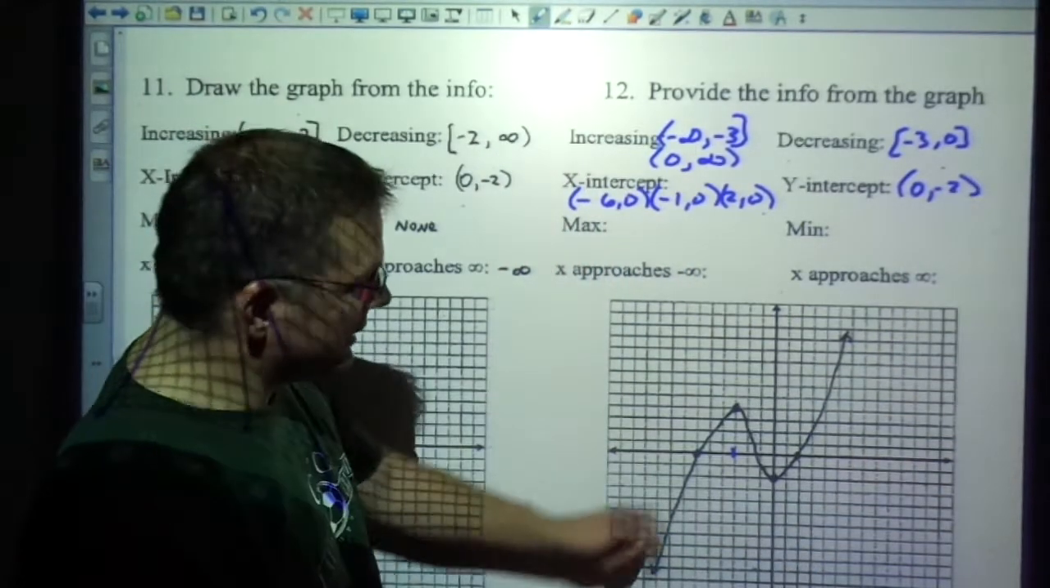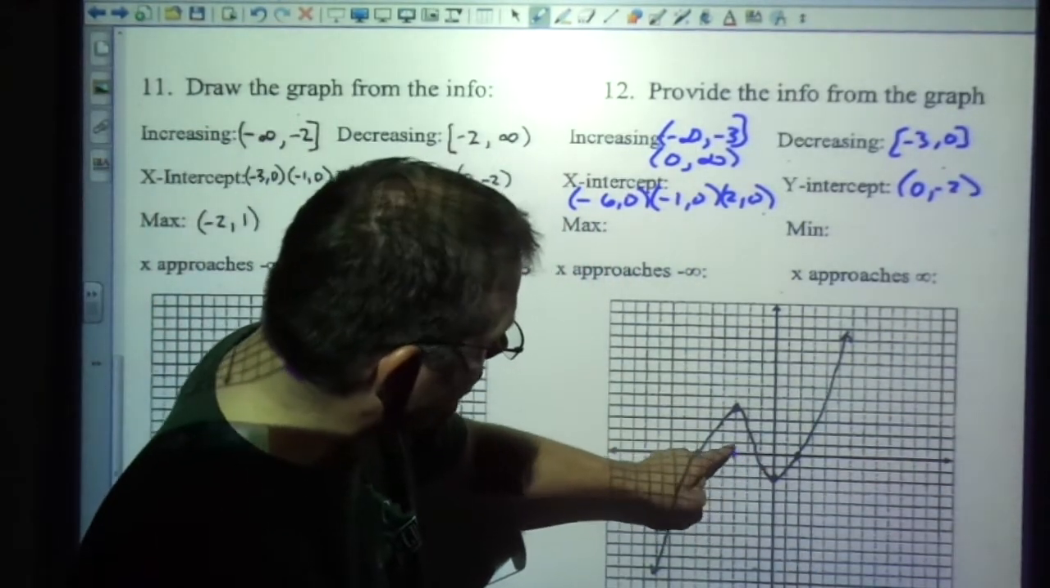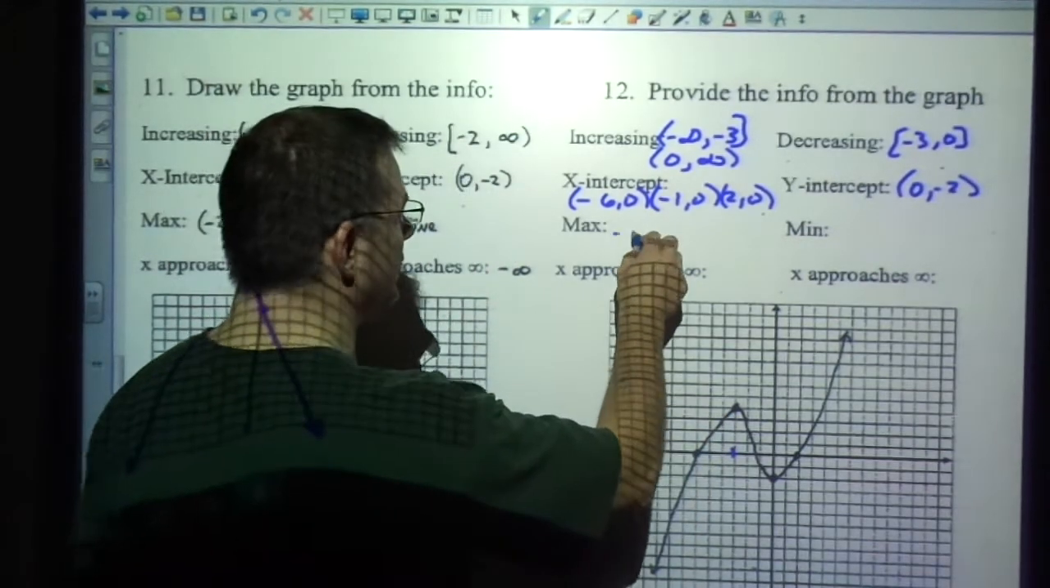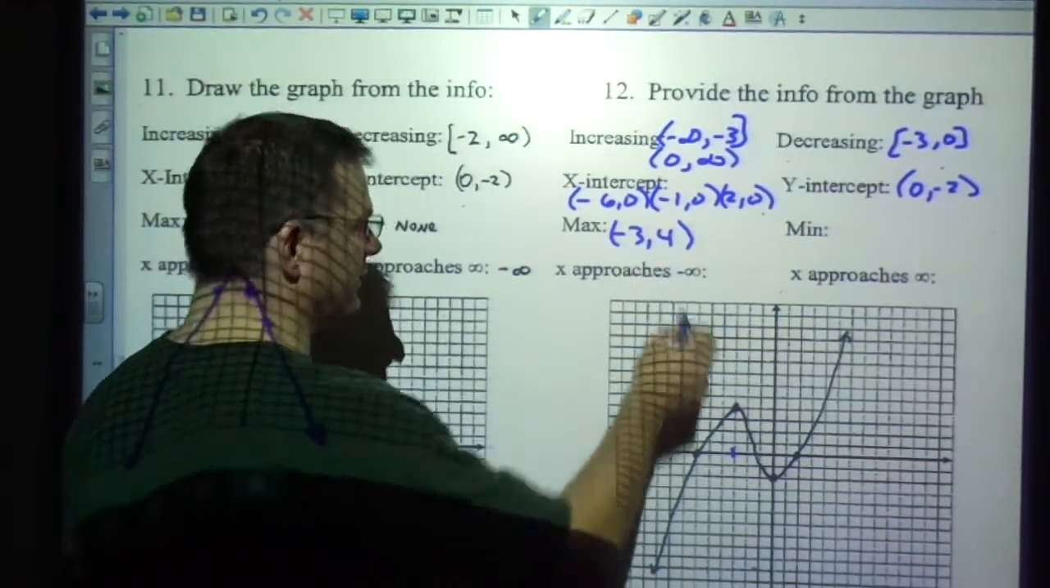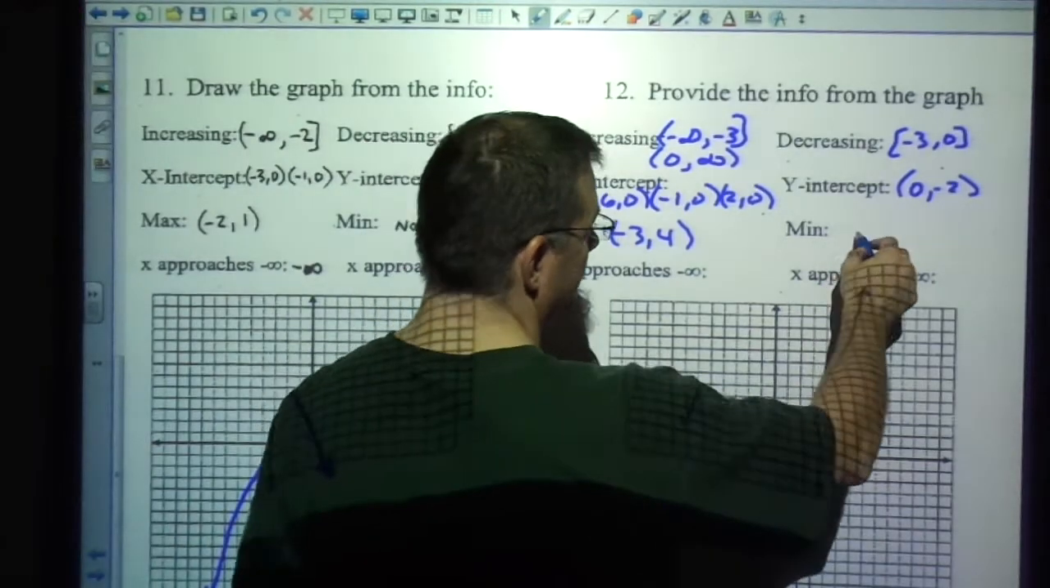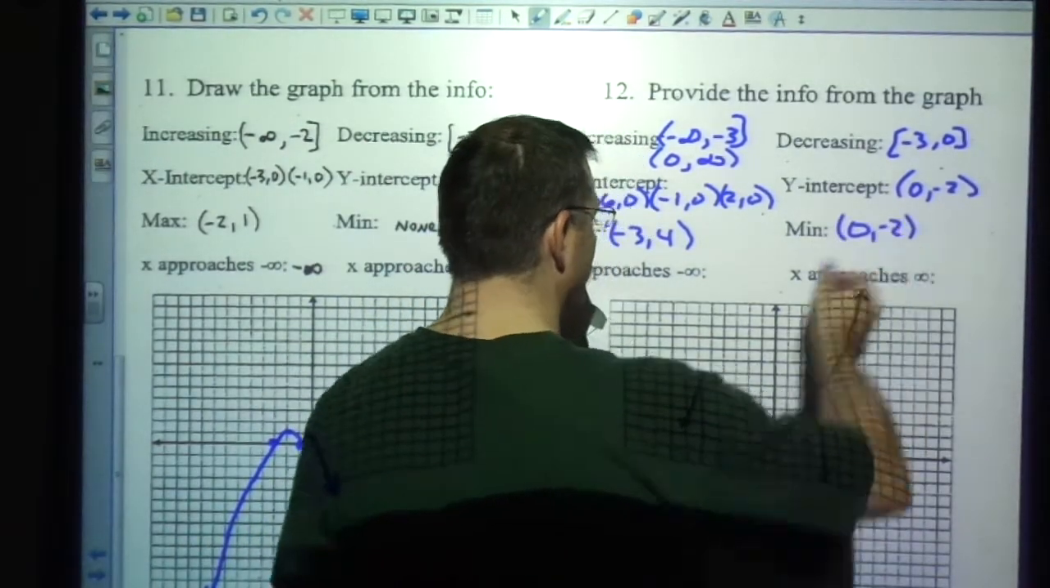Does it have a max? Yes, this is the max. 1, 2, 3, 1, 2, 3, 4. Negative 3, 4. Does it have a min? 0, negative 2. It's also the min.